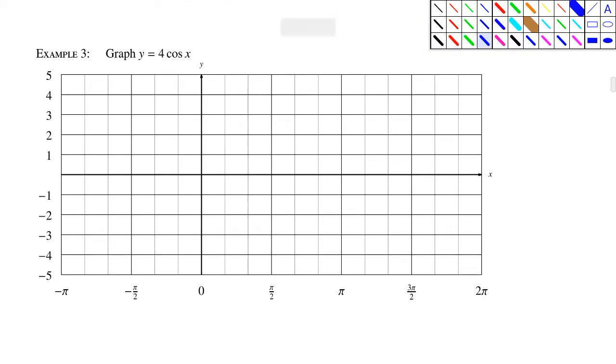Let's look at example 3. Graph y equals 4 cosine of x. So the amplitude is equal to 4, and the period is unaltered. It's still just 2 pi. So to graph this one, we start at 0 and the max. So there's the max. Again, this is a cosine curve, so we start at the max. And then after pi over 2, it goes to 0. And then at pi, it goes down to the minimum, negative 4. At 3 pi over 2, it goes to 0 again. And at 2 pi, it goes to the maximum, 4.